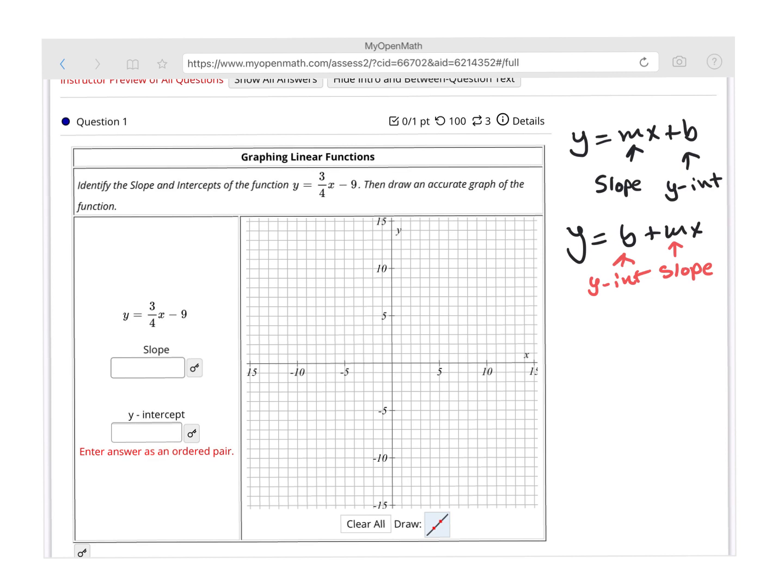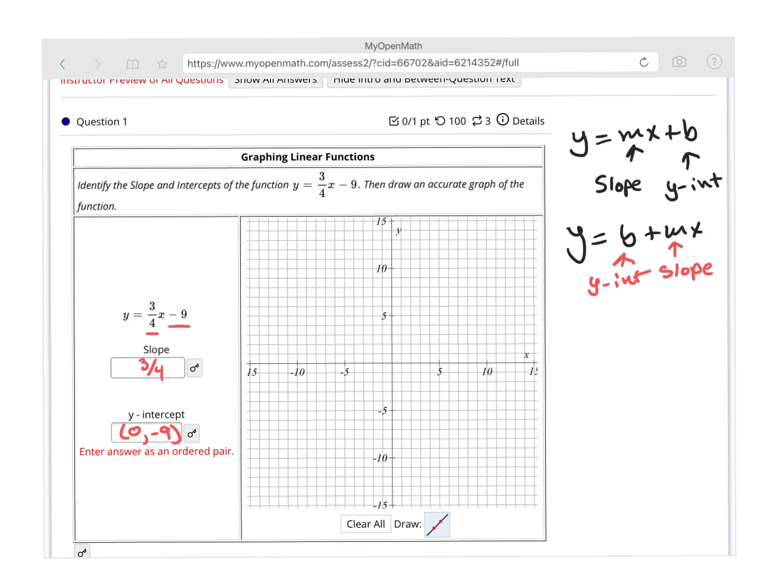So if we look at this first example, it says we have a graph that is y equals 3/4 x minus 9. So if we want to graph this, we're just going to start with the y-intercept. Well, the y-intercept is just the number here. Now it's asking me to write that as an ordered pair. So the coordinates are going to be (0, -9). And make sure you put in parentheses and the comma because we want it written as an ordered pair. The slope is just given to us as the number in front of the x, so that's 3/4.